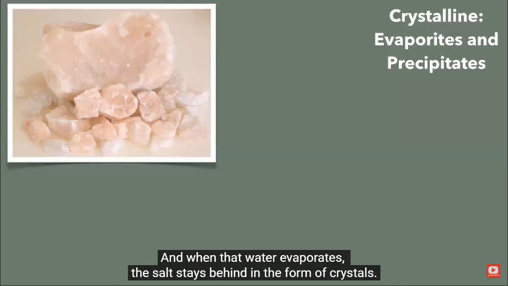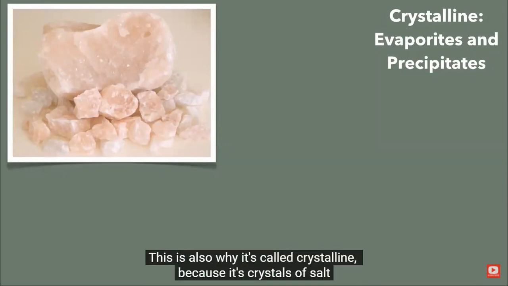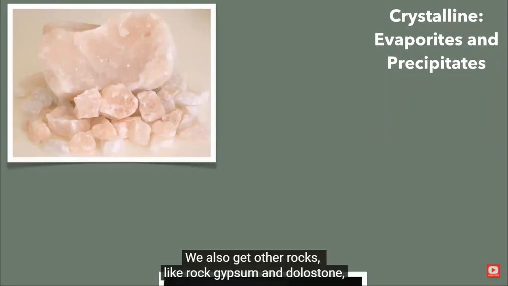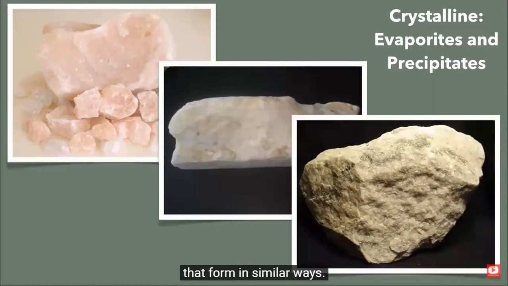And when that water evaporates, the salt stays behind in the form of crystals. Those crystals are the rock salt. This is why it's called an evaporite. This is also why it's called crystalline, because it's crystals of salt that were left behind after evaporation occurred. We also get other rocks like rock gypsum and dolostone that form in similar ways.